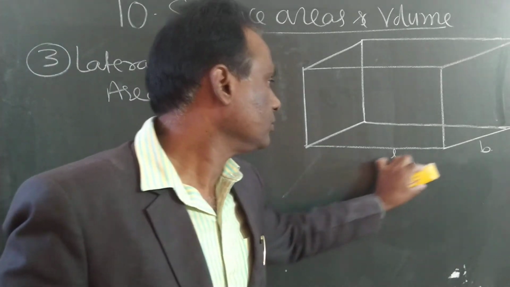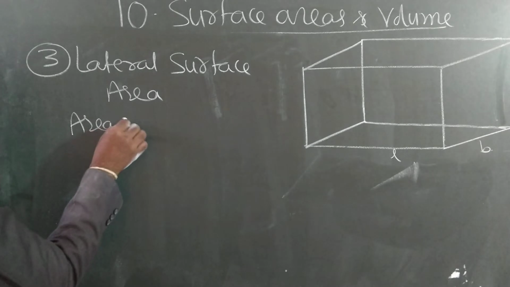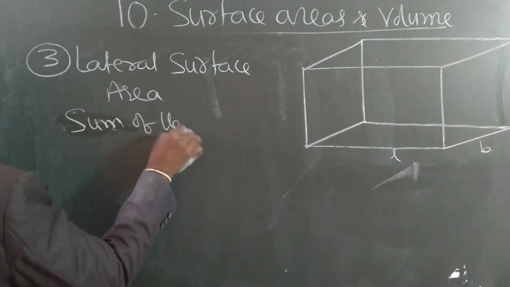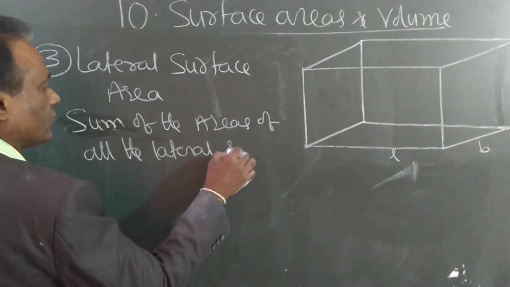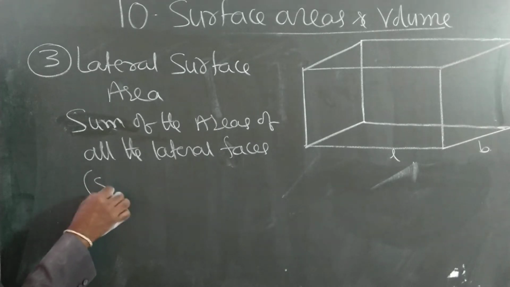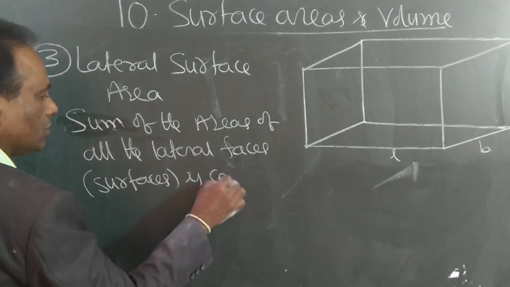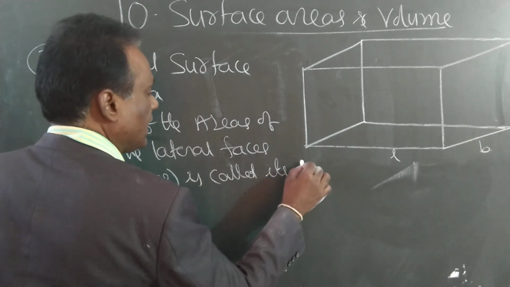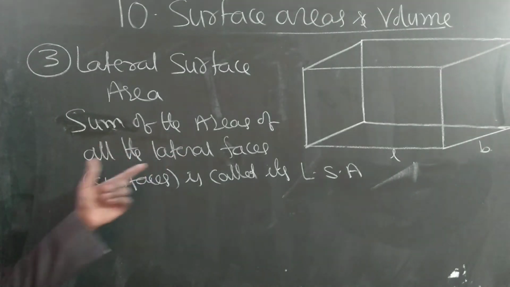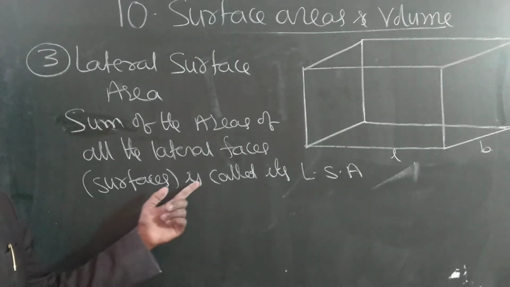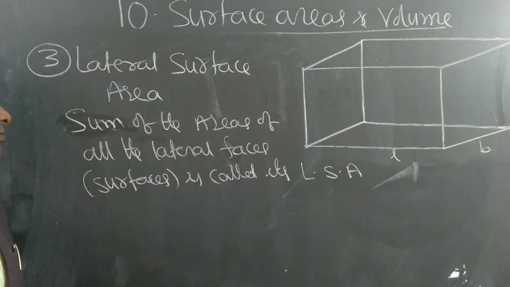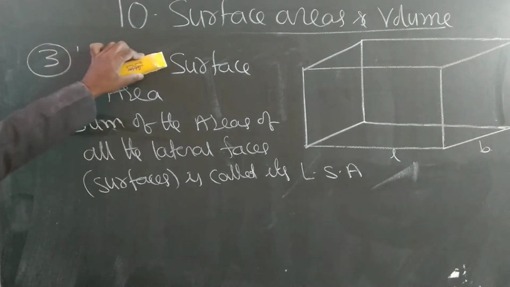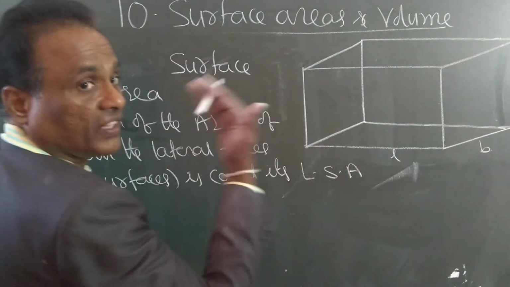So write down: sum of the areas of all the lateral surfaces or faces, both are same, is called its lateral surface area.